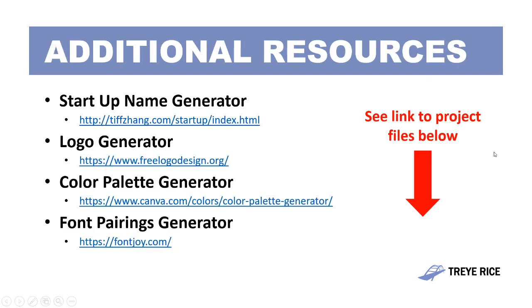Some additional resources. This is what I use to come up with my fictional company name. You can use this website called the Startup Name Generator. I also generated a logo for this new startup. And then to generate my color palette for the landing page, I use the color palette generator found over at canva.com. And then for the fonts that I used on the landing page, I use this website called fontjoy.com. And that'll generate the different types of Google font pairings that you can use for your web projects. And once again, you can see the link to the project files below.